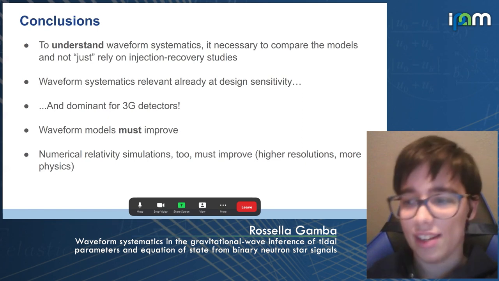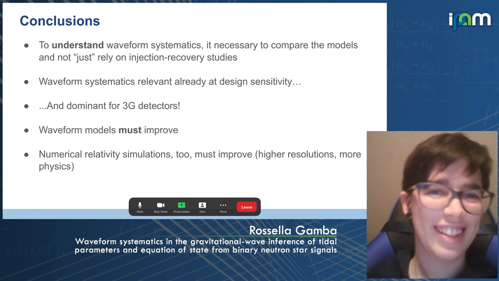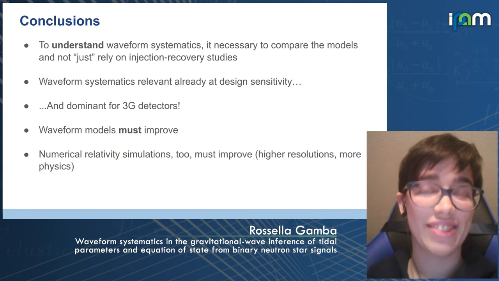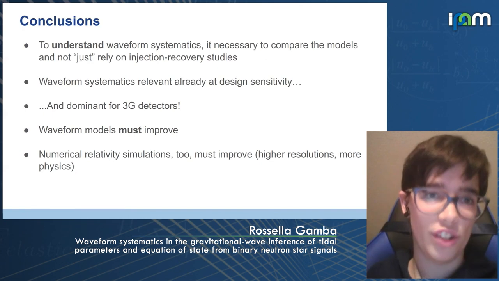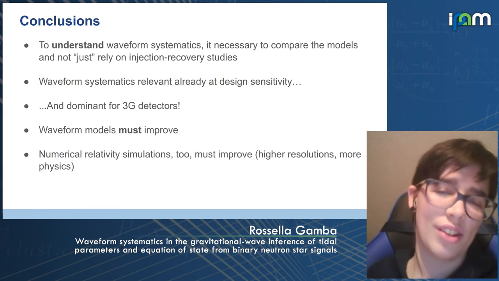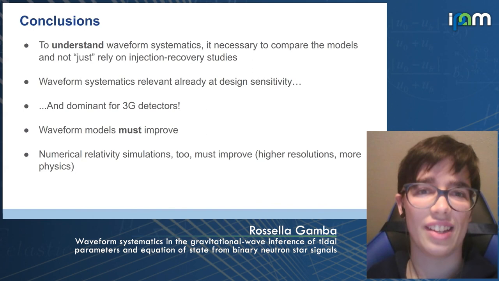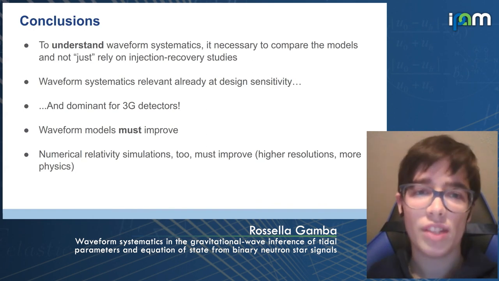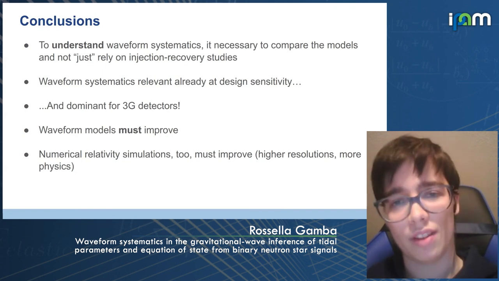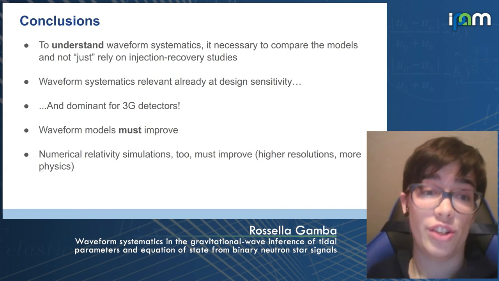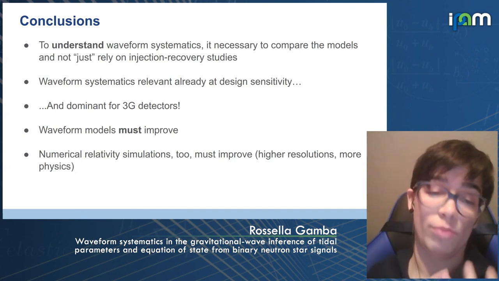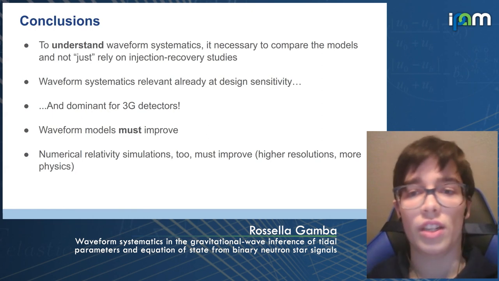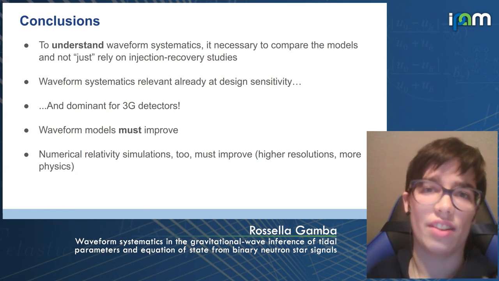So to summarize everything, and I am late, I'm sorry, to understand waveform systematics, it really is necessary to compare the models and not just rely on injection recovery studies, although injection recovery is definitely necessary to, you know, see if our qualitative understanding is actually correct. Waveform systematics are already relevant at design sensitivity, so we will see them pop up in the following years, and they will be dominant for 3G detectors, which means that waveform models must improve, but also numerical relativity simulations too must improve by including more physics and having higher resolutions.